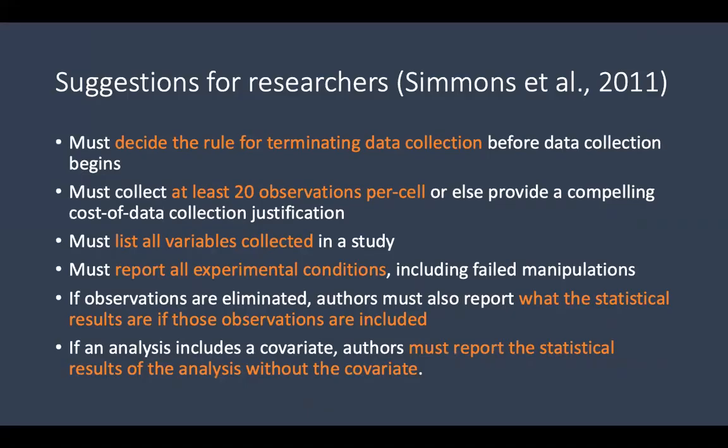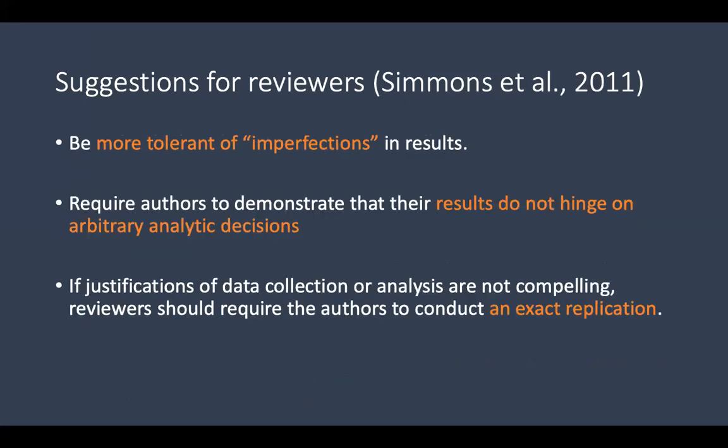So here are some suggestions that they have made for researchers, and nowadays these are becoming journal standards. When you report your data, they want to know about these standards. Some journals have made this a hard requirement, but nowadays most journals will require you to report your data analysis in a more transparent way. They also make recommendations for reviewers, saying that they should be more tolerant of imperfections in results, for example.